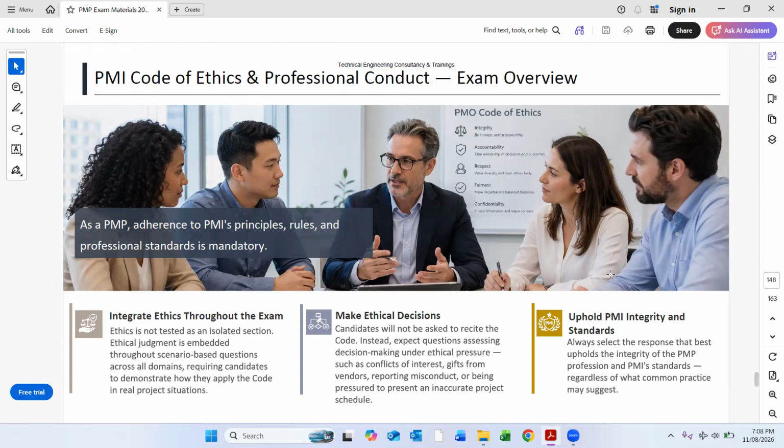Uphold PMI integrity and standards. Always select the response that best upholds the integrity of the PMP profession and PMI standards, regardless of what common practices may suggest. So in an exam, we should be more ethical in decision making. Once you are sitting there and applying, you should make ethical decisions. Your replies to the exam questions should be more ethical. And PMI integrity and standards are also there, so we should be complying with those standards.